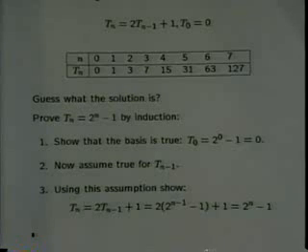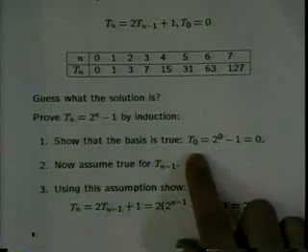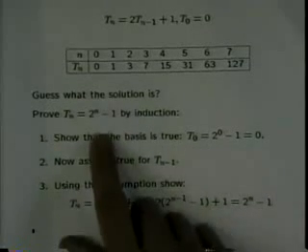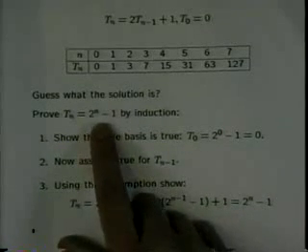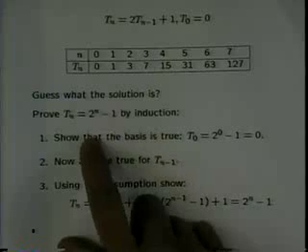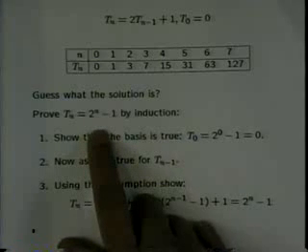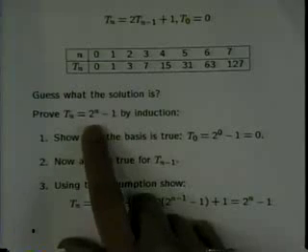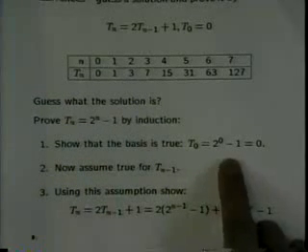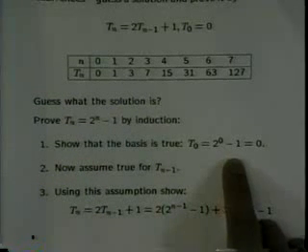What were the 3 steps of induction? The 3 steps of induction were, first, showing that the basis was true. What was the basis case? Well, let's just try t of 0. Is 2 to the 0 minus 1 equal to 0? Well, 2 to the 0 is 1, because anything to the 0 is 1. 1 minus 1 is 0. Sure enough, the basis case is true. We've proven the basis case.